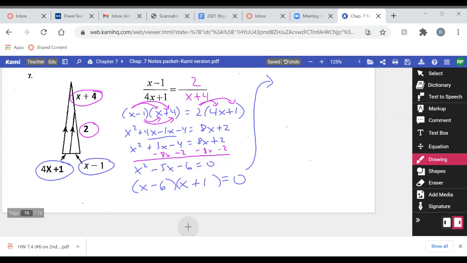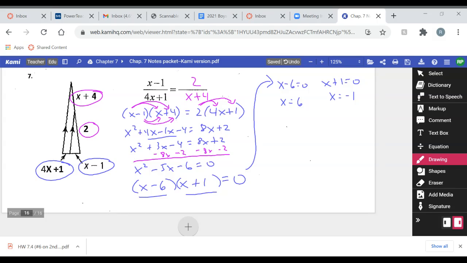Once I have factored, now I need to actually solve to get my solutions. So I'm going to set this equal to 0, x minus 6 equals 0. And I'm going to set that equal to 0, x plus 1 equals 0. And I can solve, add 6 to both sides. I get x equals 6, subtract 1 from each side, and I get x equals negative 1.